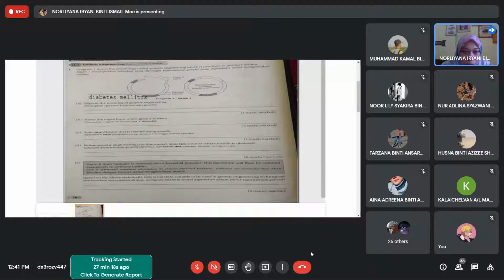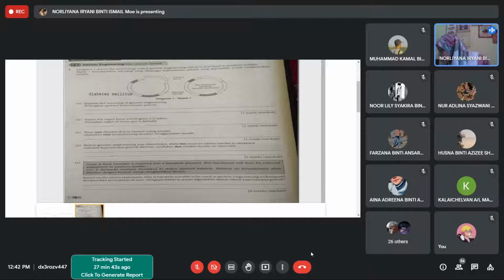Okay, so we have done D and now E. Gene X from human. If you see here, it is gene X, here at the top. Gene X from humans is inserted into a bacterial plasmid. This bacterium will then be cultured extensively to produce insulin.